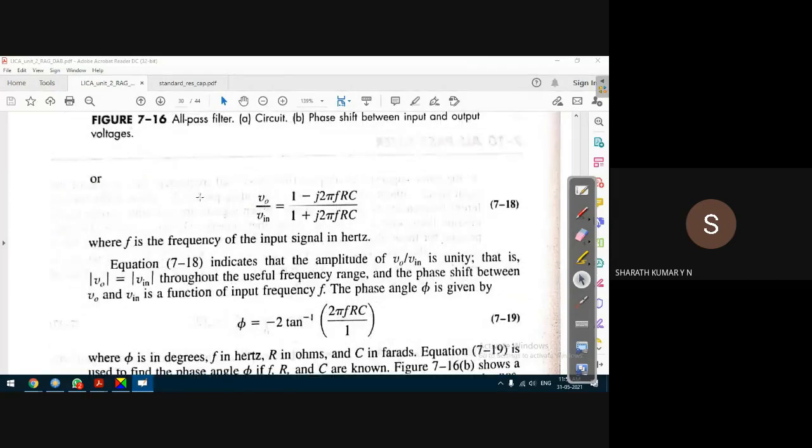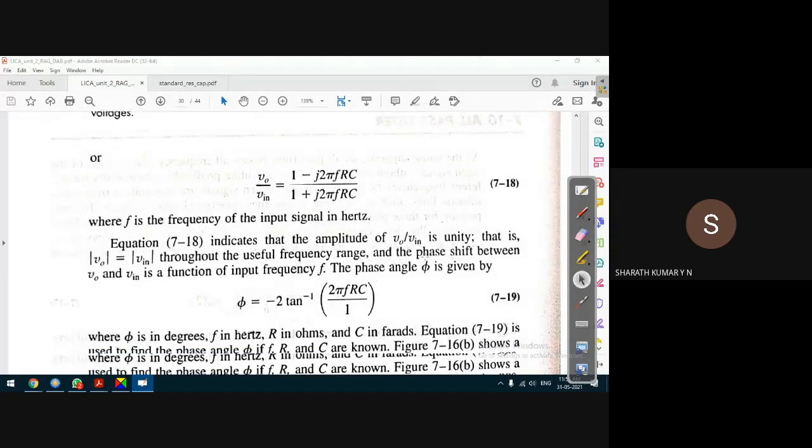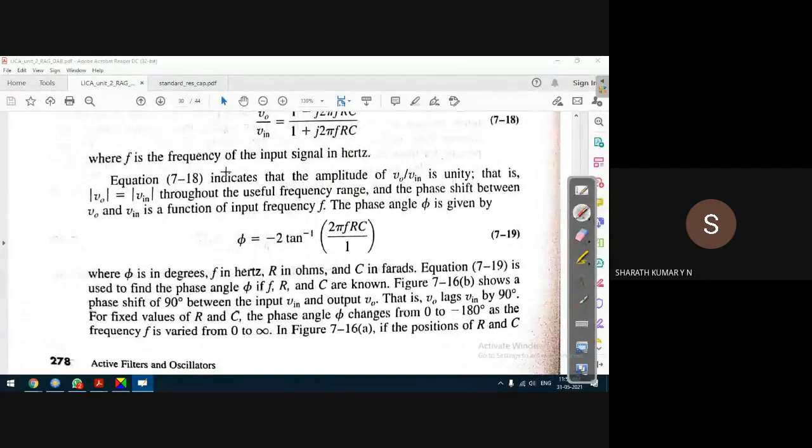Okay, so rearranging V0 by Vi, we can rearrange this expression like this, where f is the frequency of the input signal in hertz. That's the standard unit of the frequency. Okay, so equation 7.18 indicates that the amplitude of V0 by Vin is unity. So from this expression, the gain is 1. V0 by Vin, that's the gain, which is equal to 1 because output is same as the input. Shape wise, it is same as the input signal. That's why gain is 1.